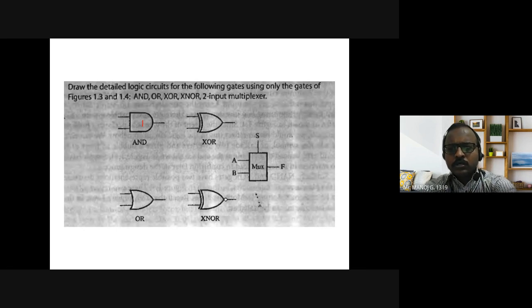I request Baiju Infant. Others, you can give it in the chat. What is the expression for this XOR gate using basic logic gates? Mr. Baiju Infant.